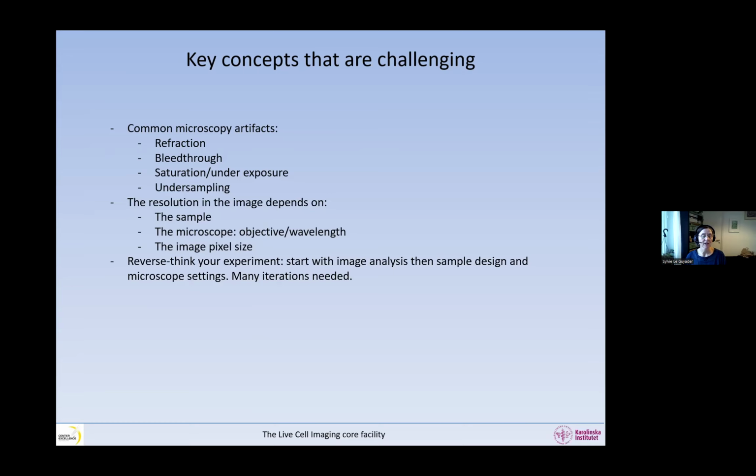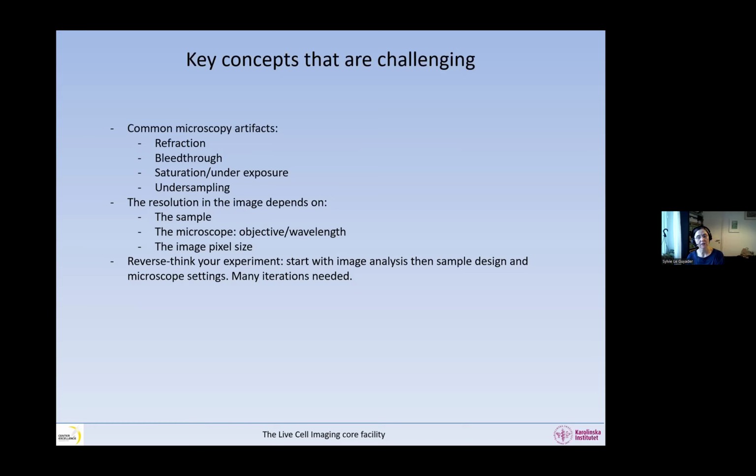Another key concept that is important to keep in mind is that you need to reverse think your experiment. So you need to start conceptualizing your experiment and designing, thinking image analysis. So that is the end step that people usually keep at the end. And that is a mistake because this is when you're discovering all the problems. So maybe that's why people keep it at the end because they don't want to sort of push it away. But this is what you really need to do from the start.